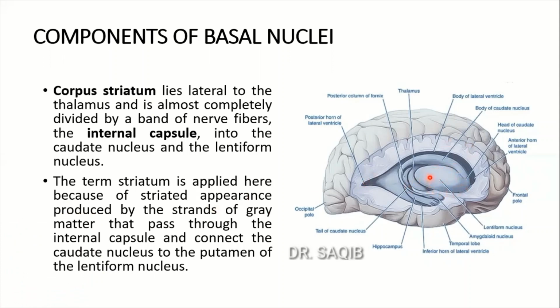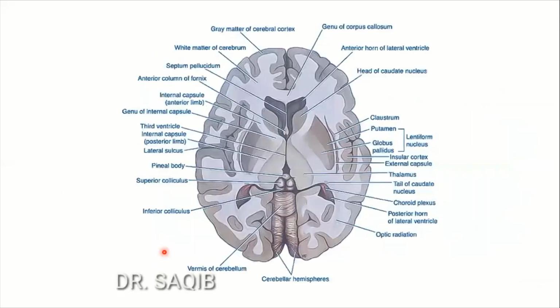This is the lentiform nucleus, putamen and the globus pallidus, and the internal capsule divides it from the caudate nucleus. This is the caudate nucleus, right? So the caudate nucleus and this lentiform nucleus comprise the corpus striatum. The term striatum is applied here because of the striated appearance produced by the strands of the gray matter that pass through the internal capsule and connect the caudate nucleus to the putamen of the lentiform nucleus.